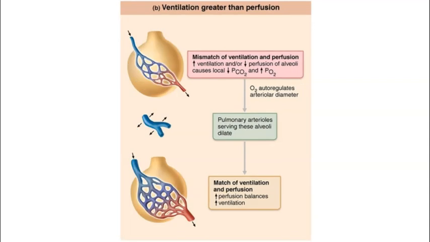On the other hand, if ventilation is too high or perfusion is too low and there is a mismatch, this causes an increase in the partial pressure of oxygen that is in the alveoli, and it creates a decrease in the partial pressure of carbon dioxide, also within those alveoli. So we see that arterial diameter is increased, which increases perfusion through the pulmonary capillaries and brings a better match to ventilation-perfusion coupling.